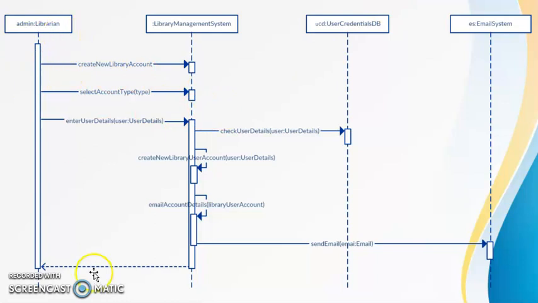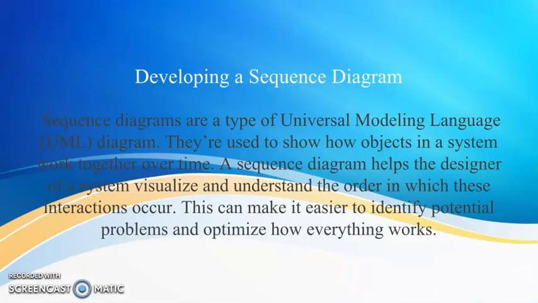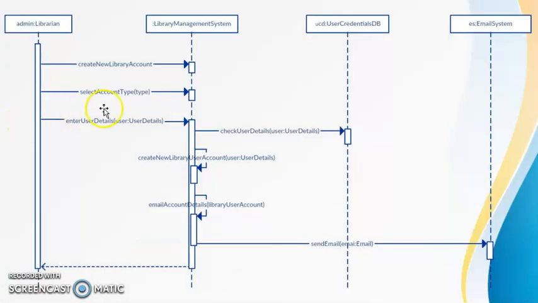So I'll show you my diagram. This is how it goes. These are the lifelines and this is the create new library account. So this is the whole system that we have used to create the online library using a sequence diagram: admin, library management system, user recognition, email system. So this is how it goes. It's almost like this. This is how it was made.